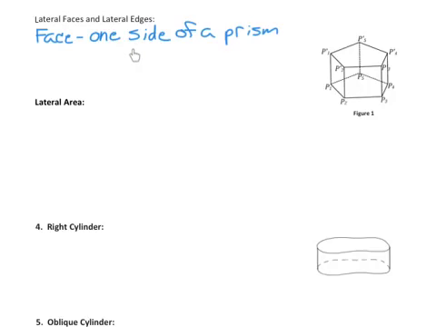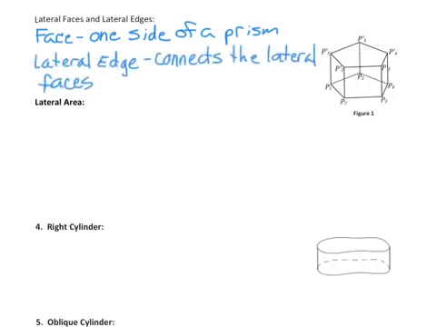So a face is one side of a prism, and then we have lateral edges. The lateral edges connect the faces. So you can see the lateral edges are these vertical lines. So a lateral edge will connect the 2 lateral faces. For example, P2 and P2 prime. This is a lateral edge. And then we talk about the lateral area.